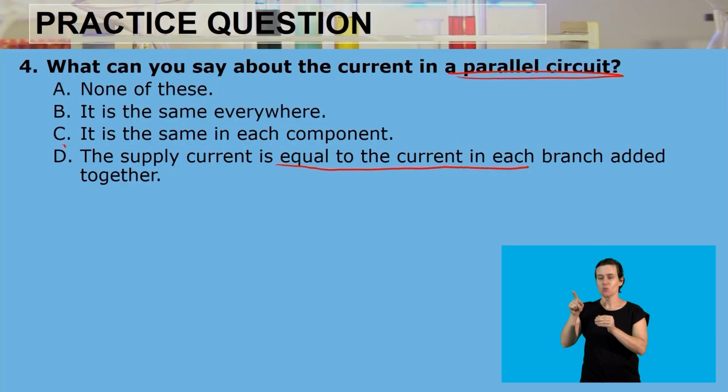So when we add all of the currents passing through each of the resistors, it is going to be equal to the total current of the entire circuit. So our answer is D.